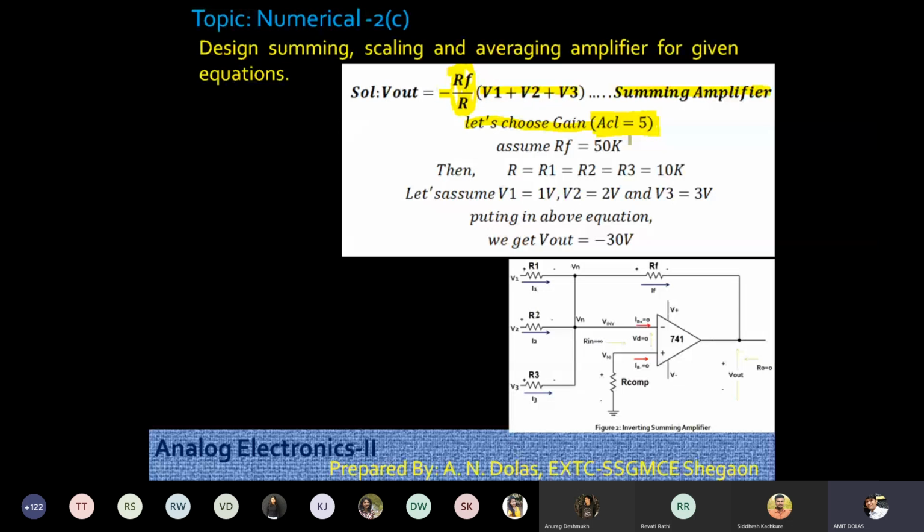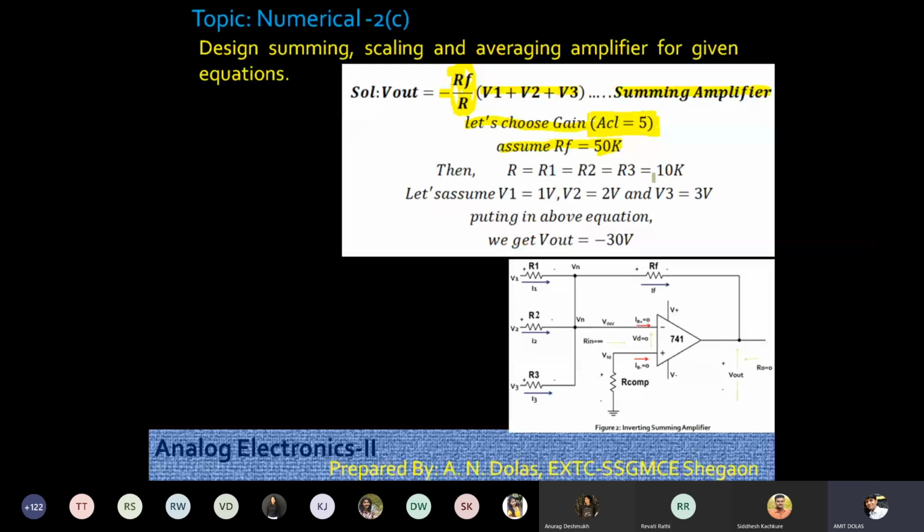Don't choose 100, 1000, or say 27, 37 likewise. So choose a proper number which will be easy going for the calculation. Okay, assuming RF is equal to 50K. Now what is ACL? ACL is nothing but RF by R. So I kept RF by R is equal to 5, where RF is 50K.